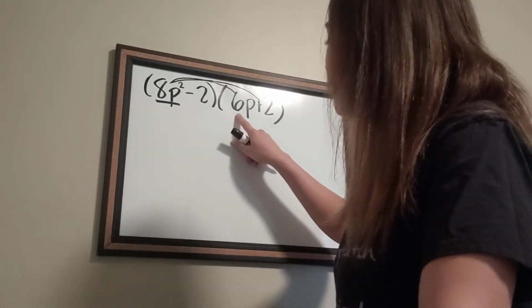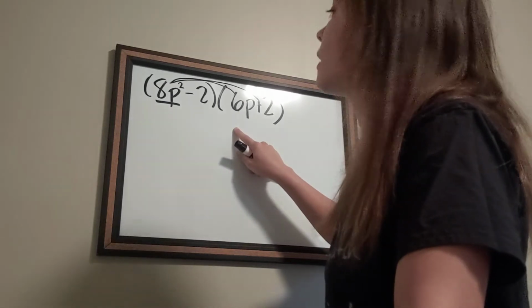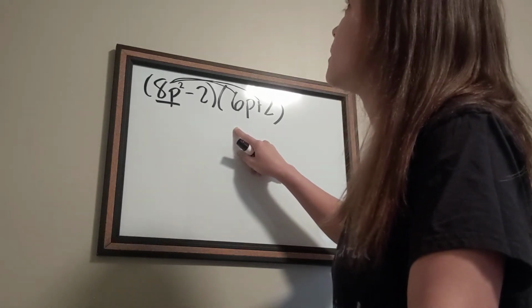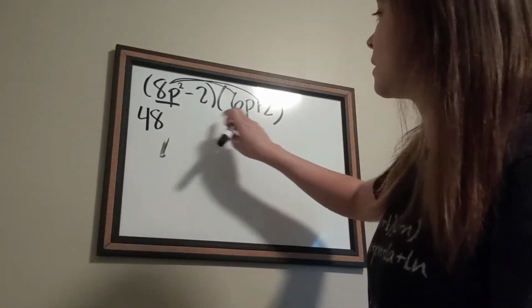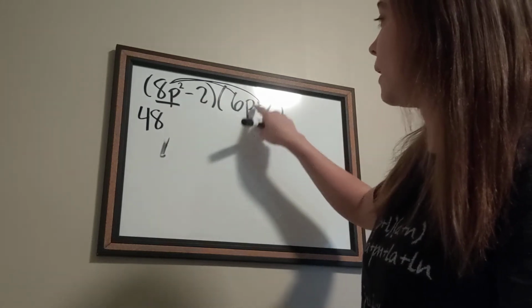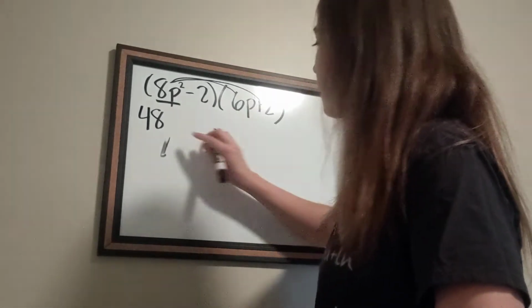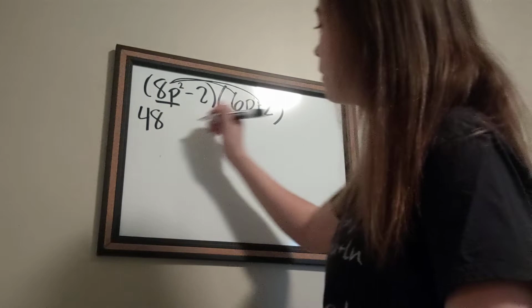2 sixes is 12, so 4 is 24, so 8 is 48. Okay, 48 is 8 times 6. Then I have p squared times p. Remember that imaginary 1 right here. So when I add those, this is p to the third.